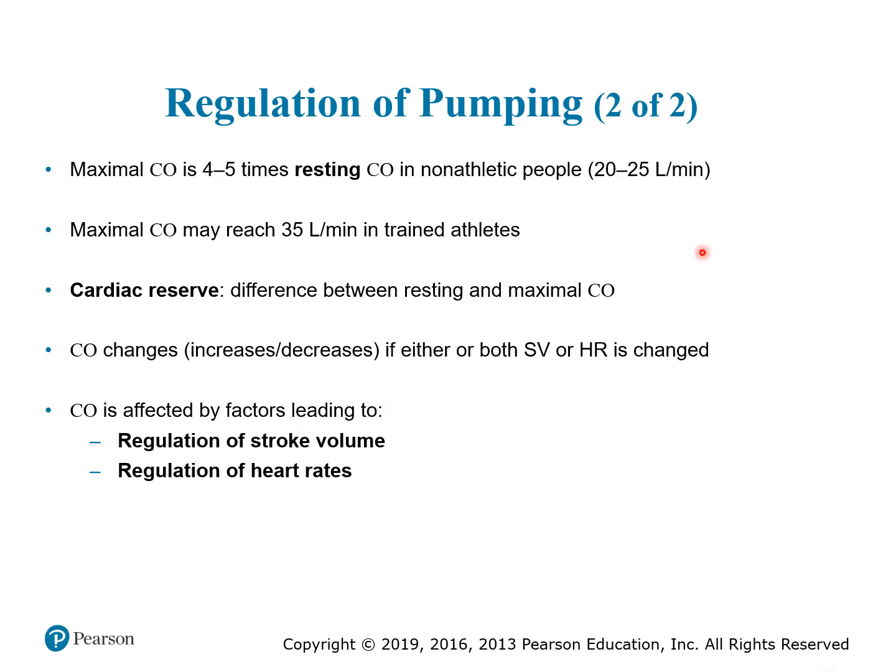Normally, cardiac output is 5 to 6 liters in non-athletic people. Cardiac output can increase 4 to 5 times from this resting value of 5 liters. And in non-athletic people, it can go up to 20 to 25 liters per minute. So this is the maximal cardiac output. And in athletes, it can go up to 35 liters per minute. So the maximum cardiac output an athlete can have is 35 liters per minute.